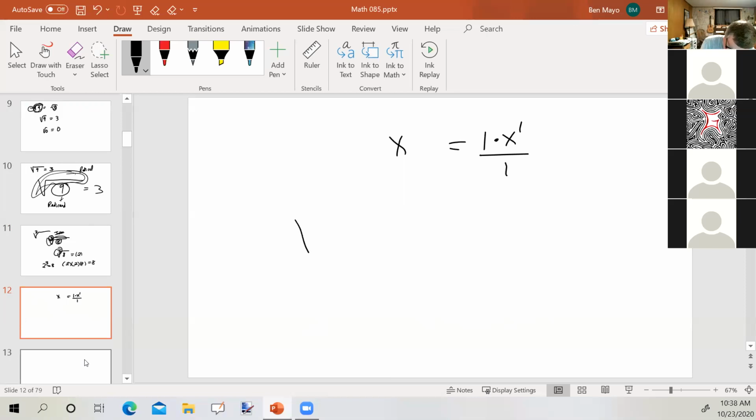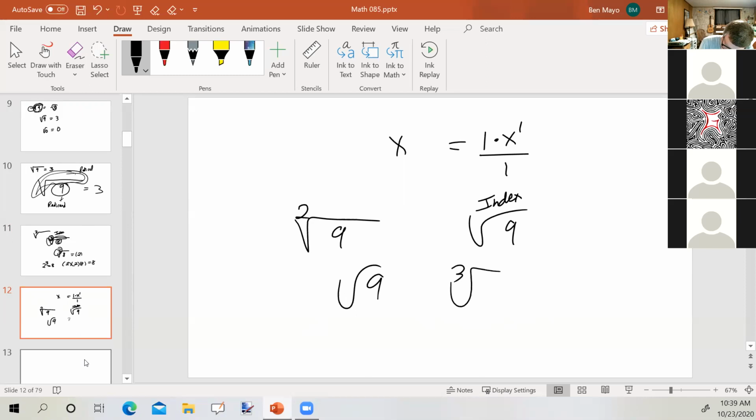Now, technically, I'm taking the square or second root of 9. But because the square root is the most common root that we use, when we want to take a square root, we don't write a 2 for the index. So if there's no index, we're talking square root. So this is the square root, this is the cube root, this is the fourth root, this is the fifth root, etc., etc. But I don't need to put a 2 there if it should be a 2, I can leave it off because it's implied. Does that make sense?